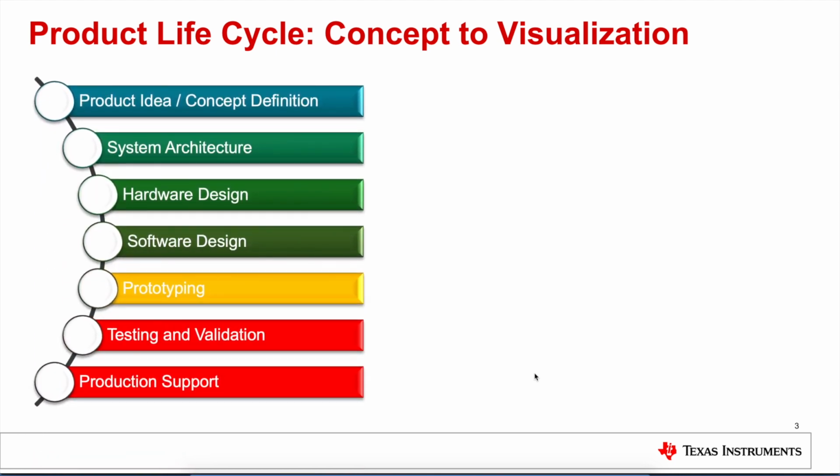Let's see the product lifecycle for a typical product. I have broadly classified it into several steps. It starts with the product idea or the concept definition, followed by the system architecture. Once you decide on the system architecture, you will get into the hardware and software design, followed by the prototyping. Once the prototyping is done, you will look into the testing and validation phase, and once the product is proven, you will go for the production. So these are the various stages of a typical product lifecycle. There could be sub stages, or it could be a little bit of hardware which doesn't involve software. Then the software design stage will not be there, but this is a typical flow that you will see in a product lifecycle.